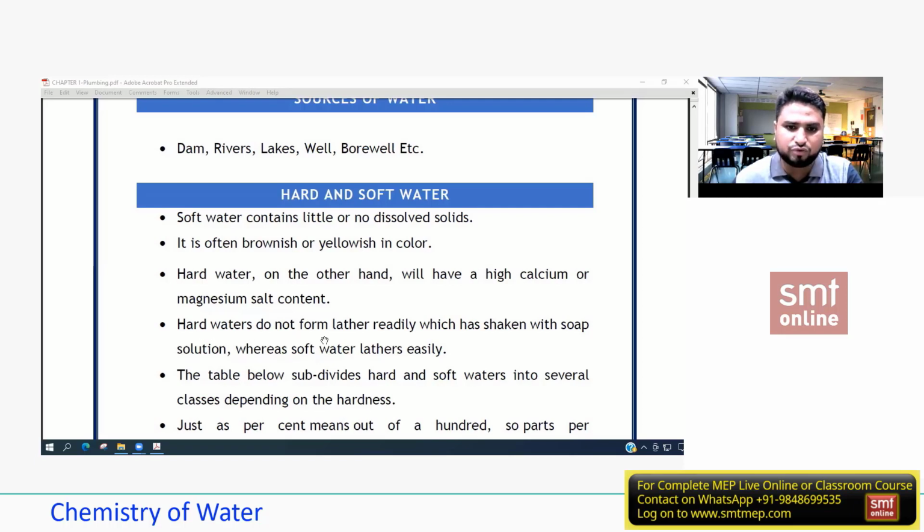So hard water does not form lather readily when shaken up with the soap solution, whereas the soft water easily does. I hope you're getting it, everyone.